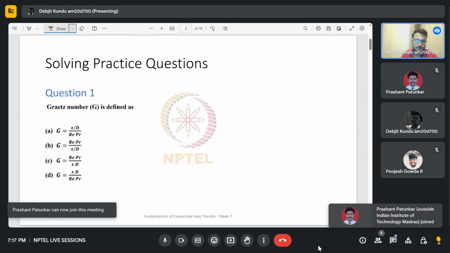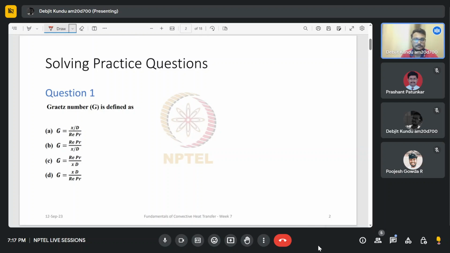So we have question number 1 of today's session asking us, how is the Graetz number defined? Is it option A, G equal to x by d over Reynolds number into Prandtl number? Is it option B, G equal to Reynolds number into Prandtl number divided by x by d? Is it option C, G equal to Reynolds number into Prandtl number divided by xd? And option D says G equal to xd over Reynolds number into Prandtl number.